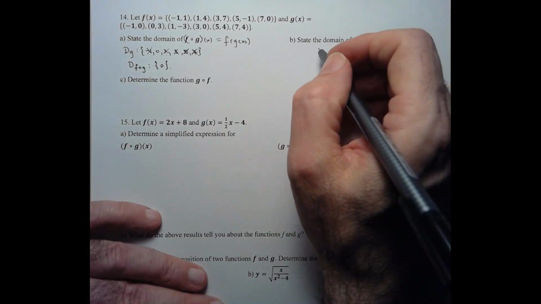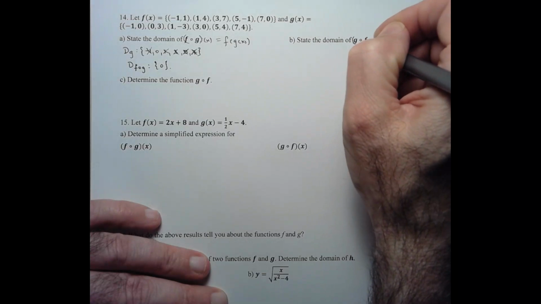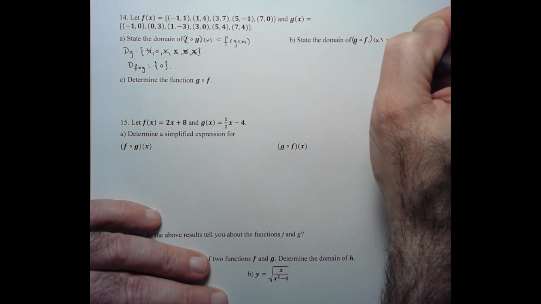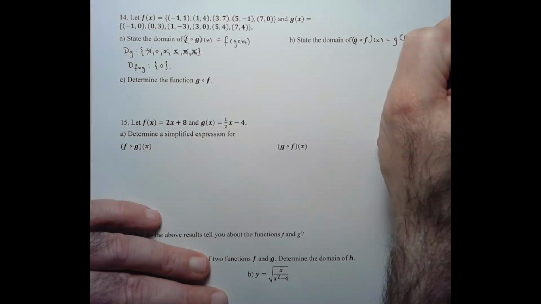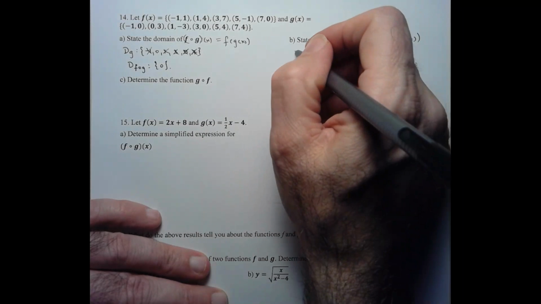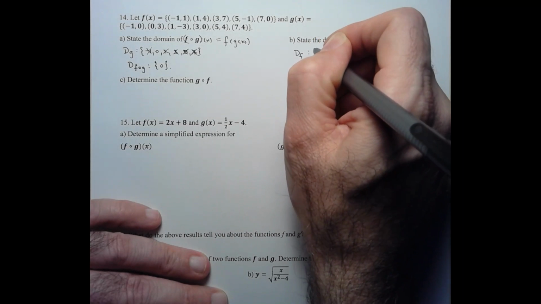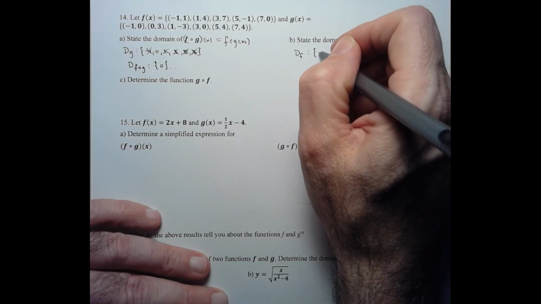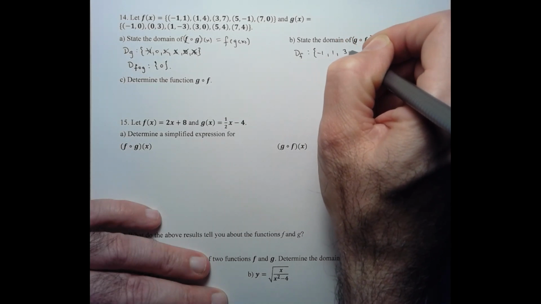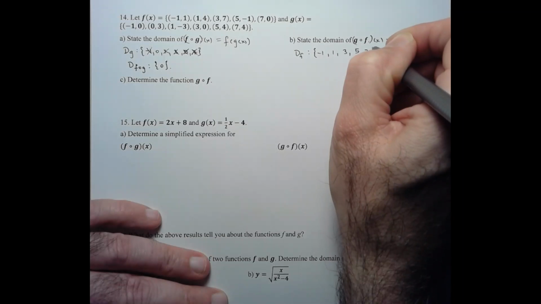So now let's do the same thing, g circle f. But remember, this is g of f at x. So I'm going to start with the domain of f, and let's see what that is. Domain of f is -1, 1, 3, 5, 7.